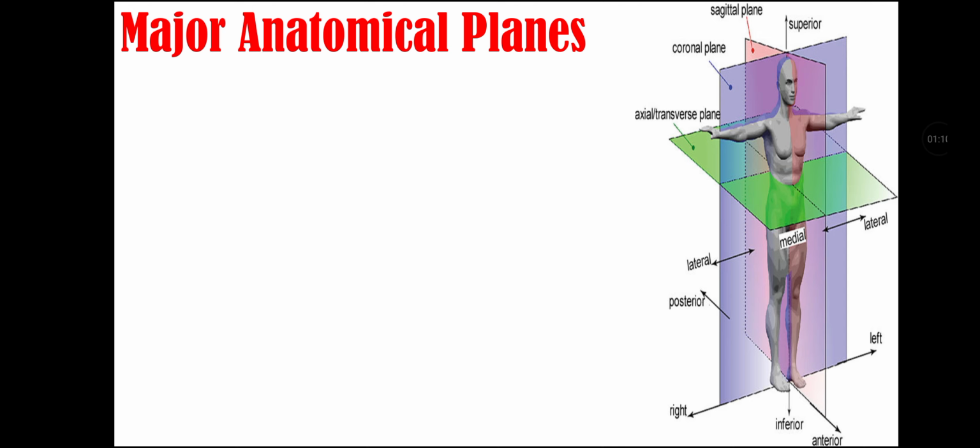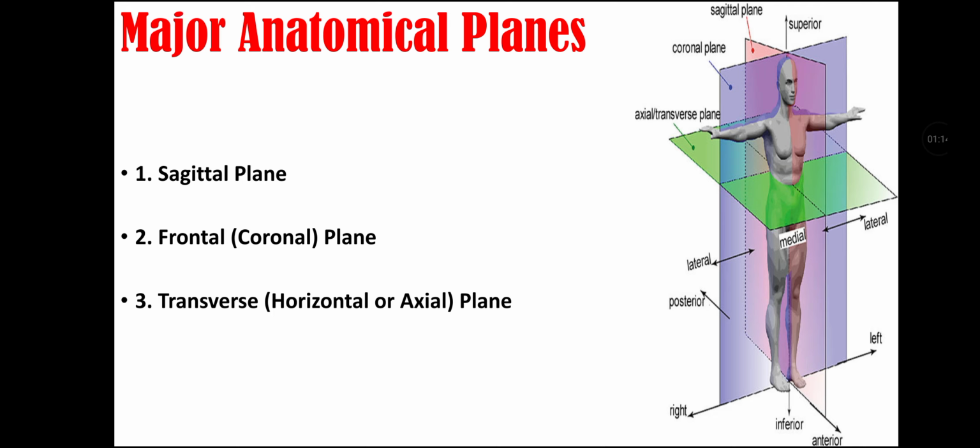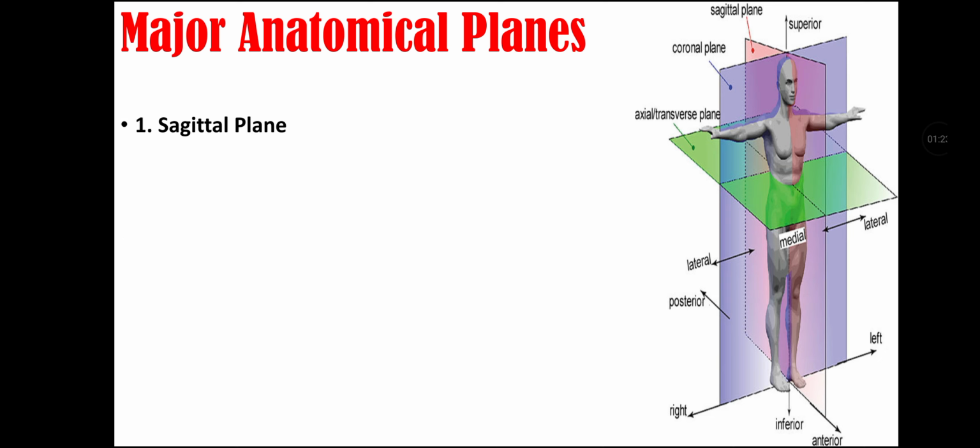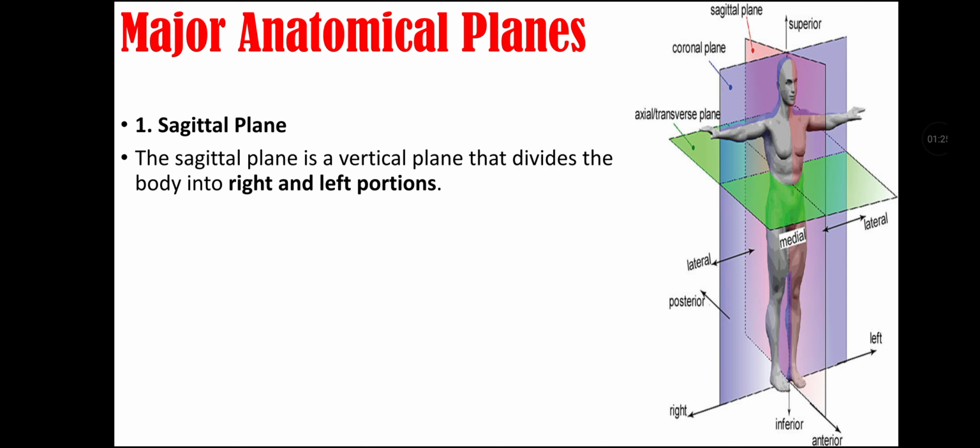Major anatomical planes are sagittal plane, frontal plane or coronal plane, transverse plane or horizontal or axial plane, and oblique plane. Now let's talk about these planes one by one. So first plane is sagittal plane. It is a vertical plane that divides the body into right and left portions.